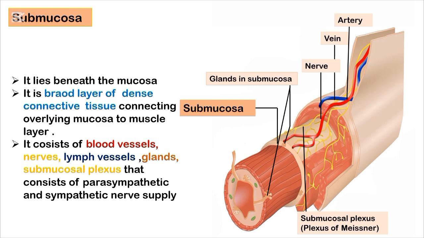Just deep or beneath the mucosa is submucosa, and it is a broad layer of dense connective tissue. This is part of submucosa, and there are blood vessels such as veins and arteries. Nerves and glands are present in submucosa. The submucosal plexus, that is also known as Meissner plexus, is also present in submucosa, and it is a network of nerves, a part of the enteric nervous system that provides sympathetic and parasympathetic nerve supply to these layers.